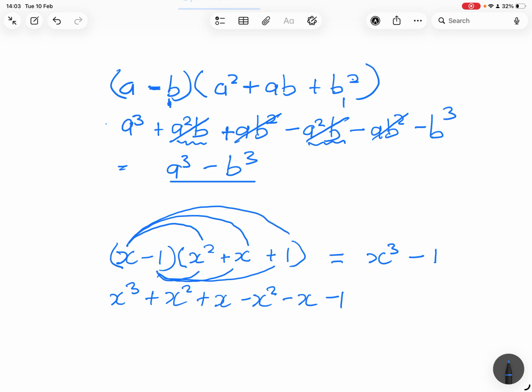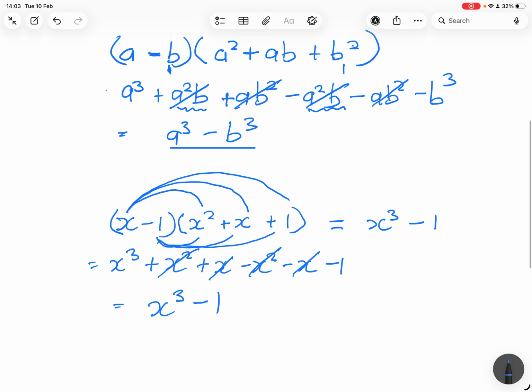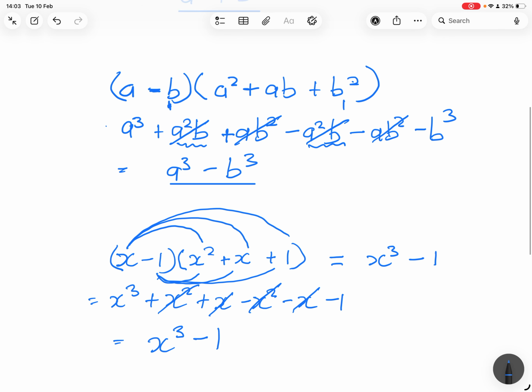And what do you notice? Of course, x squared and minus x squared cancel. x and minus x cancel. And what do we have, ladies and gents? That's x cubed minus 1. So I want you to get to a point where it is absolutely predictable, that when you get any sort of product, you can be able to predict whether it will give you the difference or the sum of cubes.